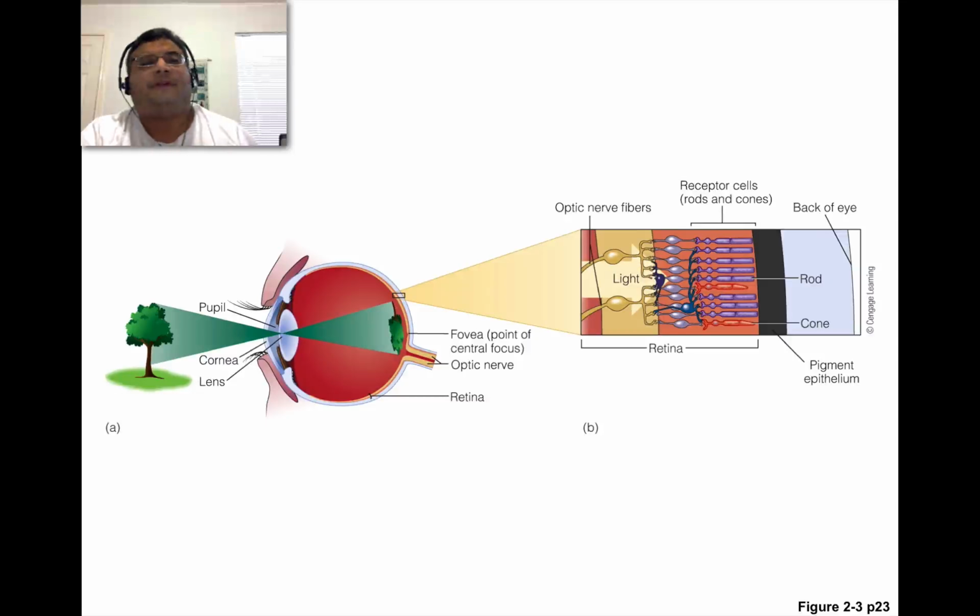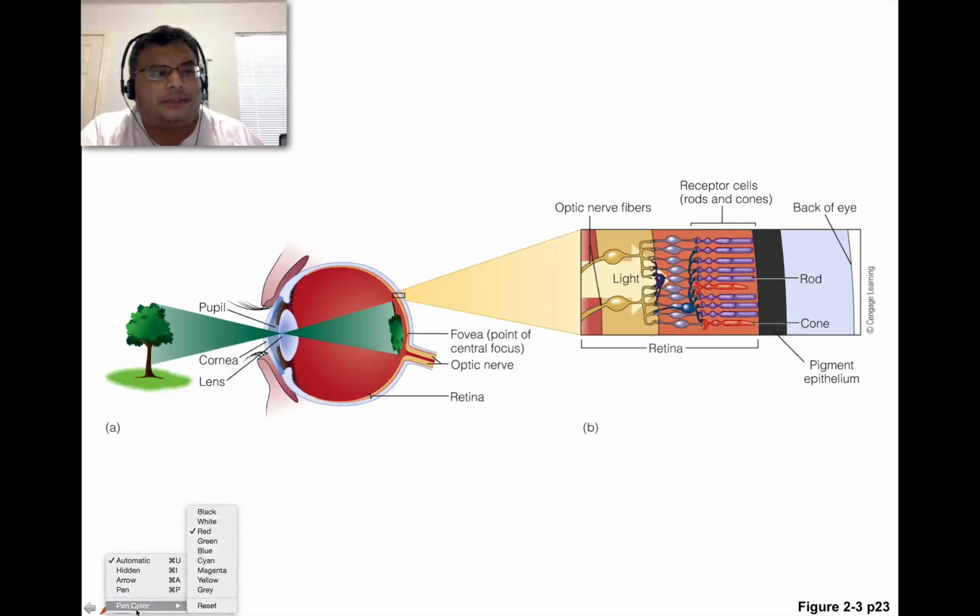So here's a picture of all of that, right? We're looking at a tree here. Let me do a pen. So here's the tree. The light travels, and it first hits the cornea, which is this part right here.